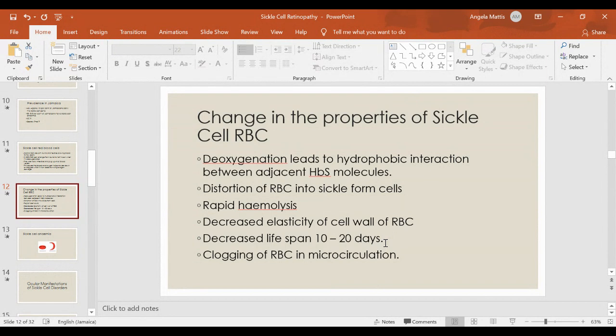What's the normal lifespan of the normal red blood cell, people? 120 days. Thank you. Oh, you're there. Thank you, Doc. Thank you very much.